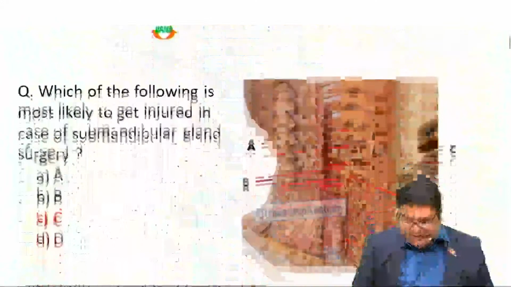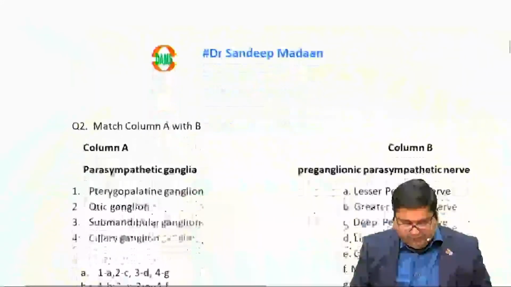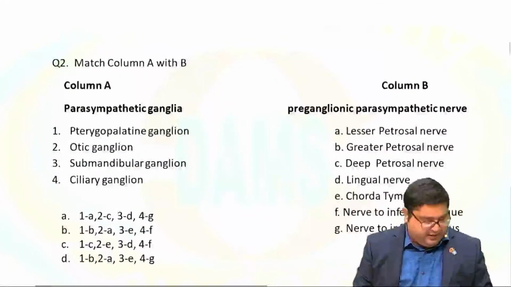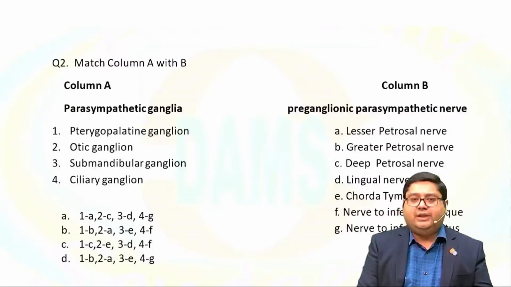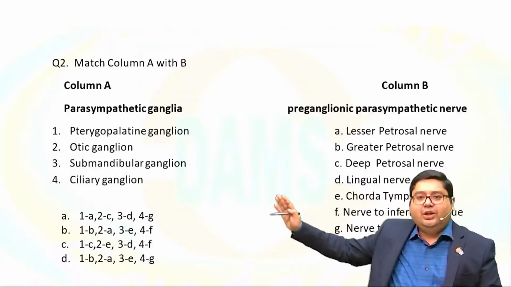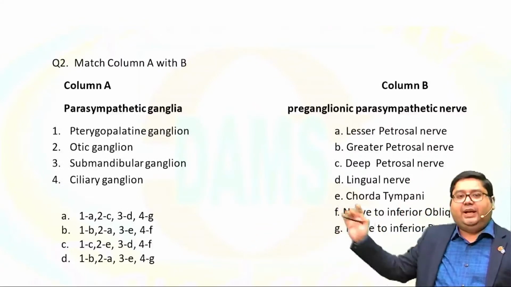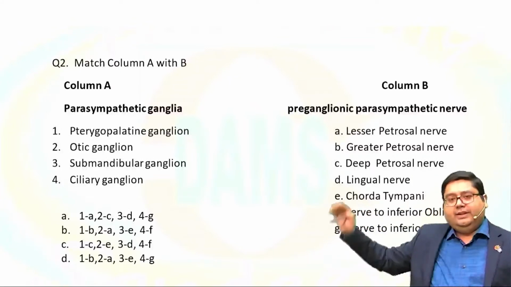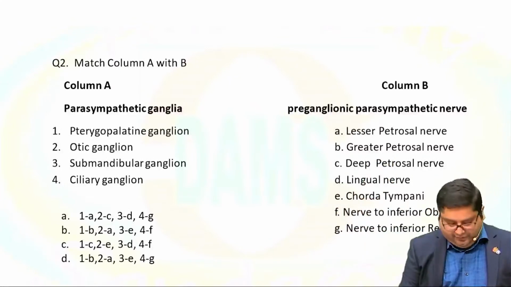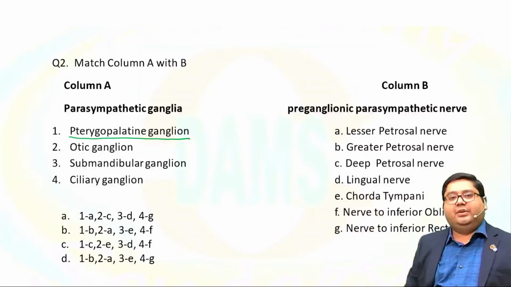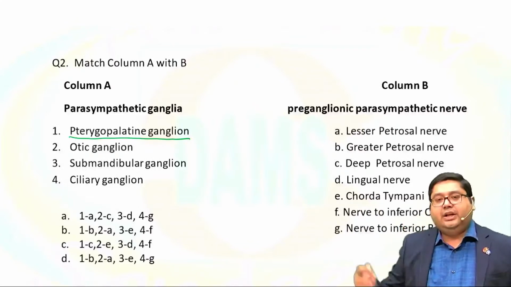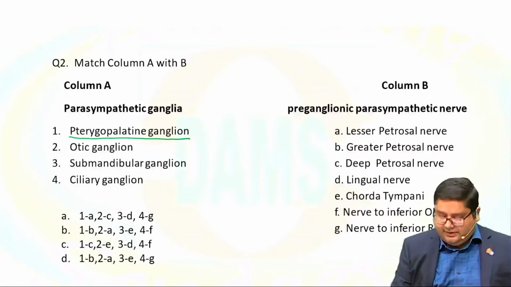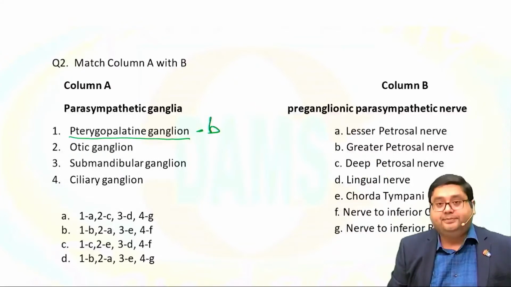Now let us move on and look at this question. Question number 2, where we have two columns, because one of the ways of asking a question is match the columns. So we have column A and column B. Now if you can match the pterygopalatine ganglion, this side we have the preganglionic fibers. From where will the fibers be coming? The pterygopalatine ganglion, as we all know, is concerned with lacrimation. So the nerve of lacrimation, that is the greater petrosal nerve, will be relaying over here.